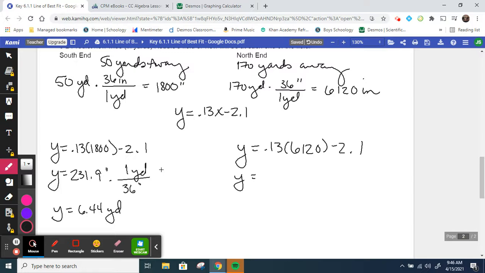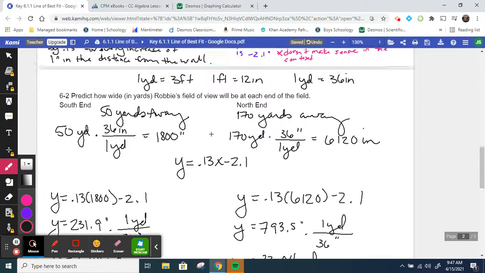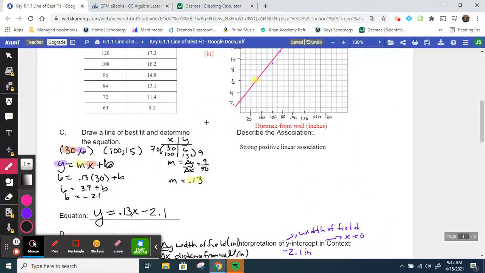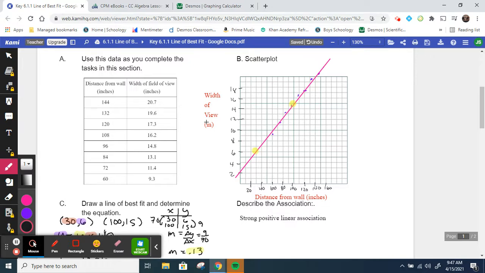Okay, so then for this other one, I'm going to multiply the 0.13 times the 6,120 and then subtract the 2.1, and I get 793.5 inches. But then again, I want that in yards. So I would divide by 36 and I would get 22.04 yards. Okay, so the idea in this chapter is that we're looking at data and we're trying to come up with equations and then we're trying to notice different patterns about the data.